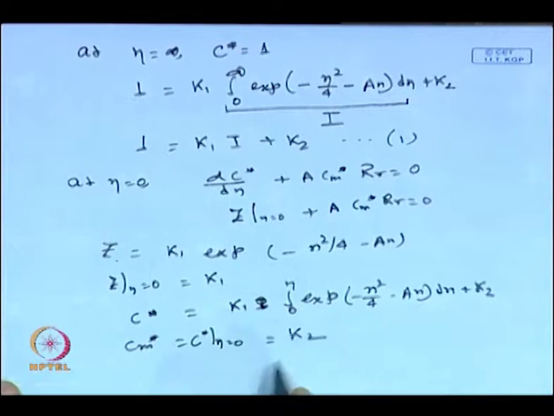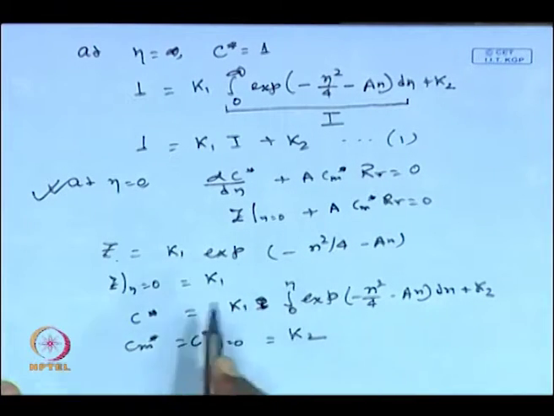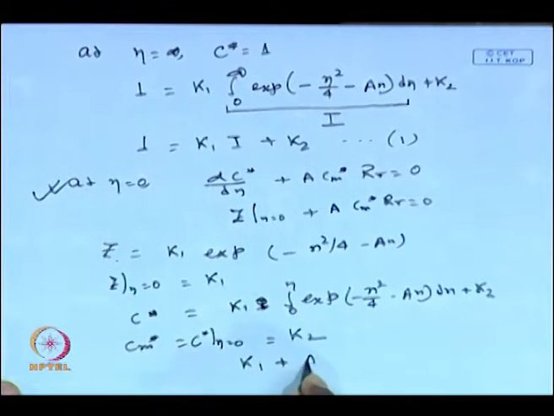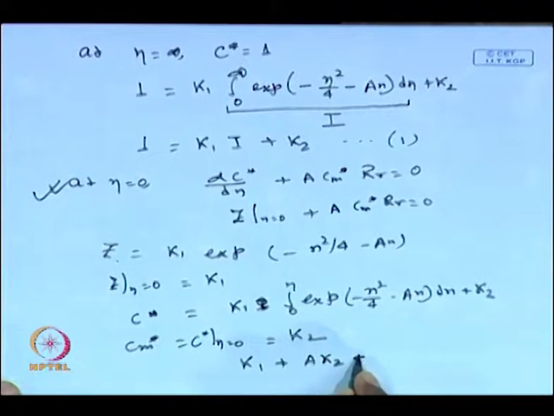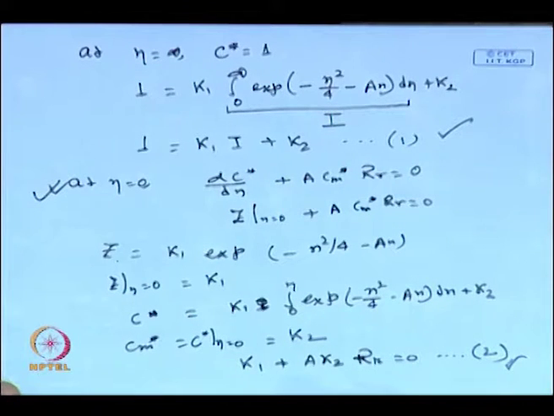Okay. So, once you get that, you can write the boundary condition at eta equal to 0. dc star d eta at eta equal to 0 is nothing but k1. So, this will be k1 plus a, cm star will be nothing but k2, times rr equal to 0. So, you will be getting the second equation from the second boundary condition. Now, there are two equations and two unknowns, k1 and k2, to be evaluated. Once these two constants are evaluated, you will be getting the full concentration profile within the mass transfer boundary layer. Now, in the next slide, we will be doing the derivation of k1 and k2 from these two equations.